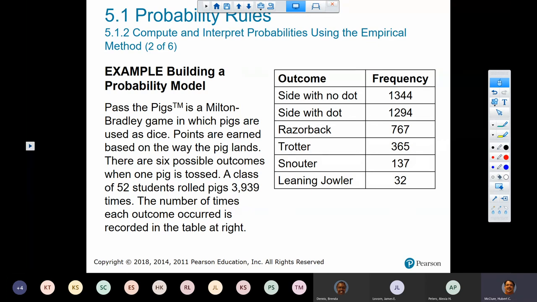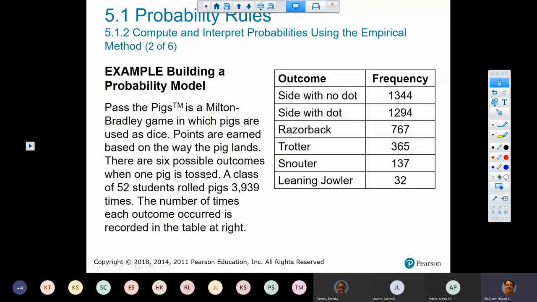See, they rolled these. So this is physical, empirical probability because they rolled it. If I walked up to you and said, how many sides does Pass the Pigs have? You would go, I have no earthly idea. Not like a die. A die, you know there's six sides.